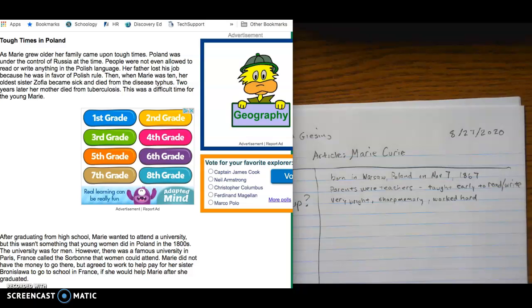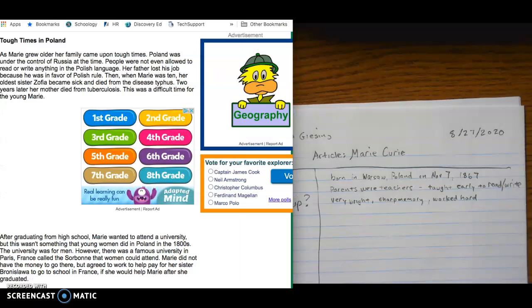So the next section is called Tough Times in Poland. As Marie grew older, her family came upon tough times. Poland was under the control of Russia at the time. People were not even allowed to read or write anything in the Polish language. Her father lost his job because he was in favor of Polish rule. Then when Marie was 10, her oldest sister Zofia became sick and died from the disease typhus. 2 years later, her mother died from tuberculosis. This was a difficult time for the young Marie.